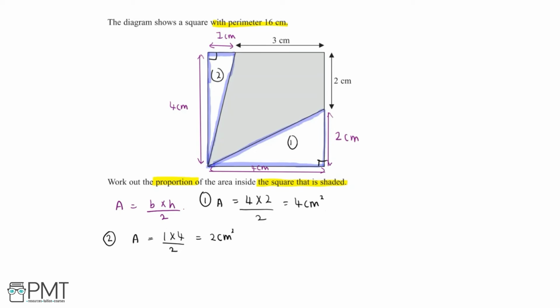Now let's find out the area of the total shape. To find the area of the square, we do base multiplied by height. And so for our square, we have an area of 4 multiplied by 4, which is equal to 16 centimeters squared. Now we can see that the total unshaded area is equal to 4 plus 2, which is equal to 6 centimeters squared. And so we can now work out the area of the shaded region.